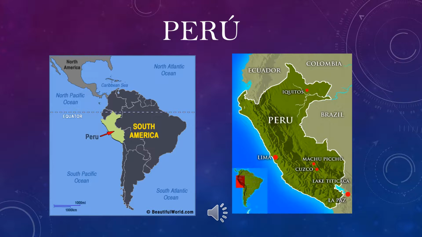Officially, the Republic of Peru. It is a country in western South America. It is bordered in the north by Ecuador and Colombia, in the east by Brazil, in the southeast by Bolivia, and in the south by Chile, and in the west by the Pacific Ocean.